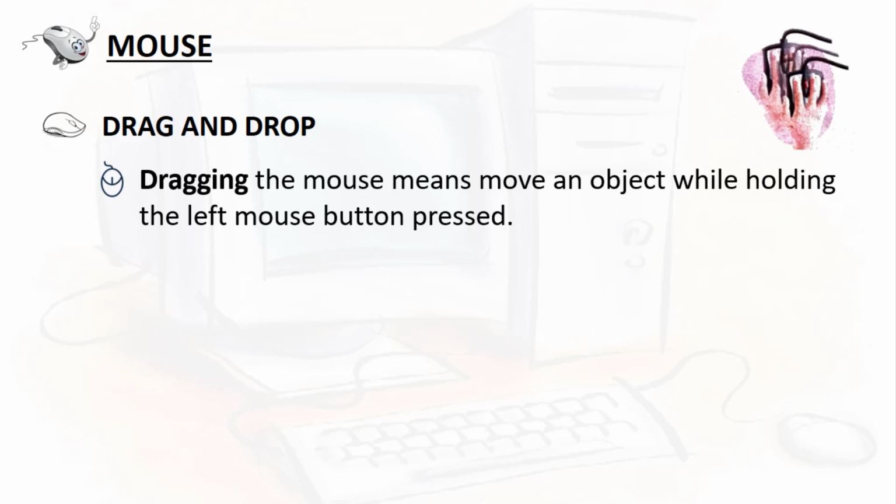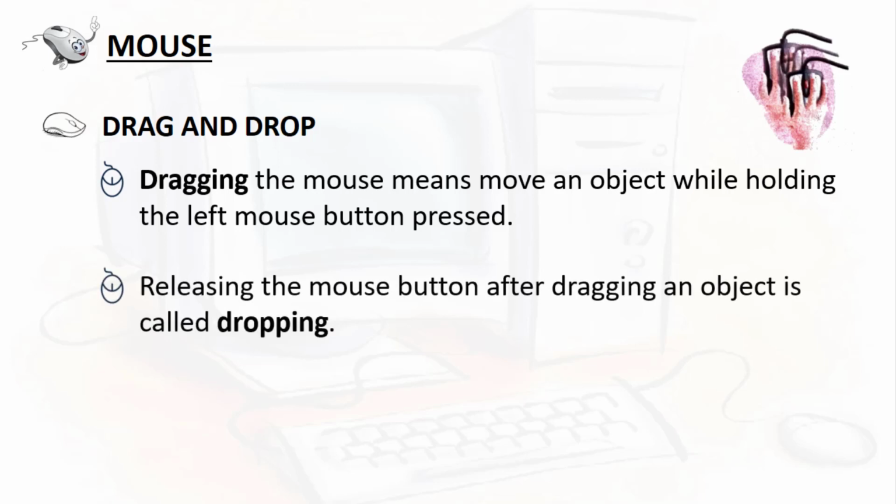Dragging means we first have to press a mouse left button and then hold the mouse left button, and we have to move the mouse from one place to another place, and then we just have to release the mouse left button, which is known as dragging. Releasing the mouse button after dragging an object is called dropping. When we release the mouse button after the dragging, that point is known as dropping.